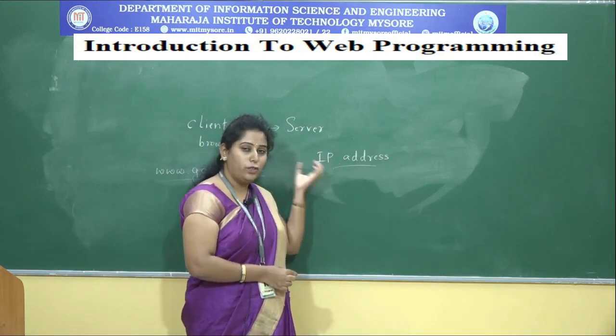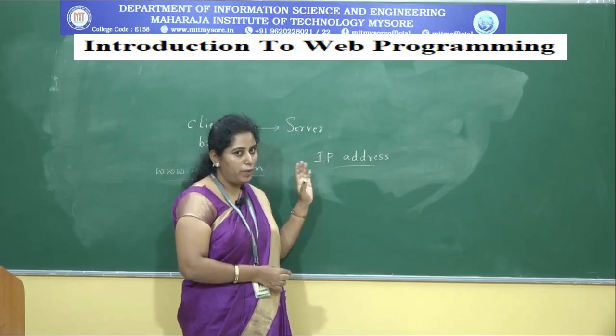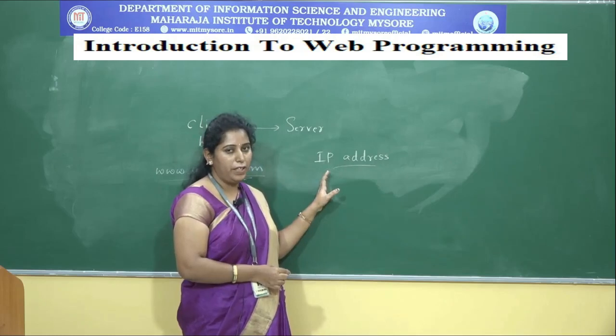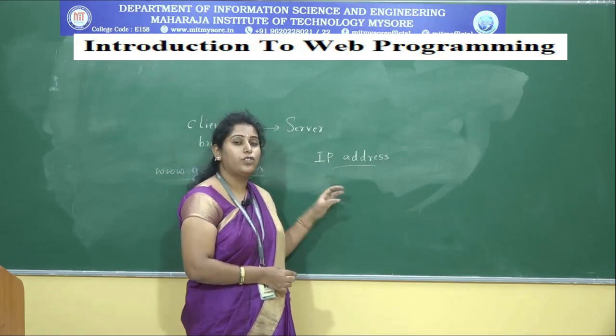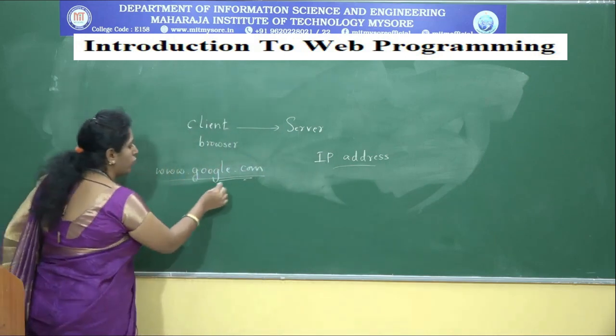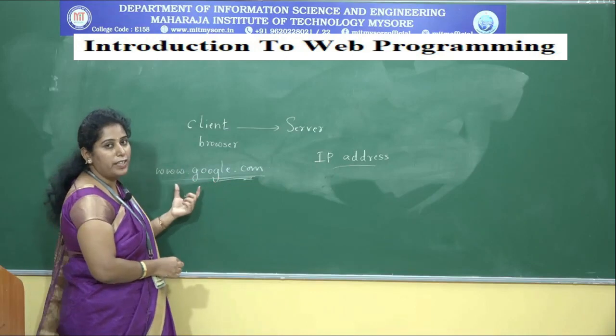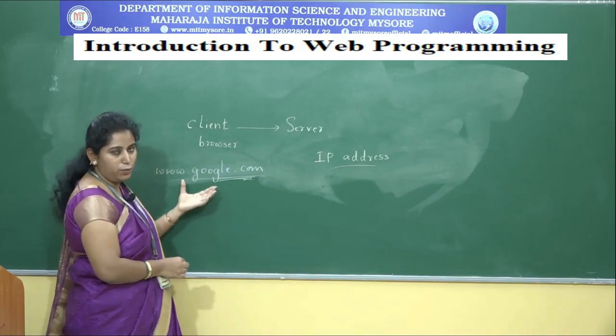But you all know that all the servers or computers on the internet are uniquely identified by an IP address. It is difficult for us to remember that IP address. So, instead of that, we make use of textual names. This textual name we call a domain name.